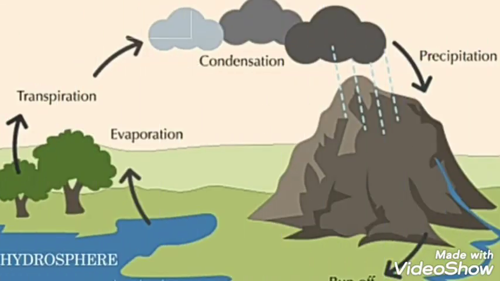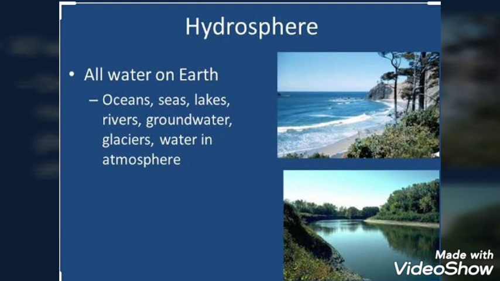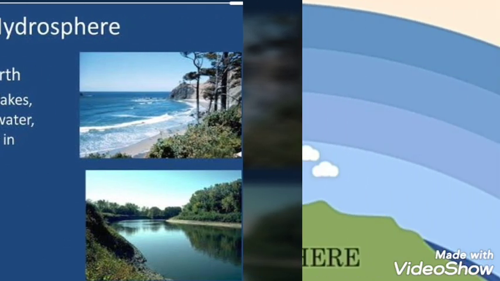Then next is the hydrosphere. It comprises various sources of water and different types of water bodies like seas, rivers, oceans, etc. Then the third one is the atmosphere.